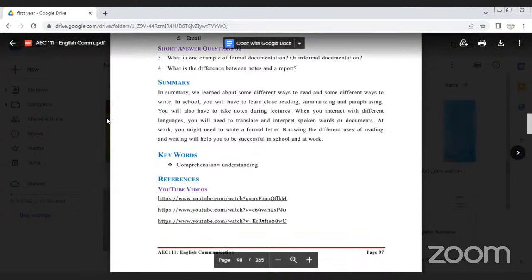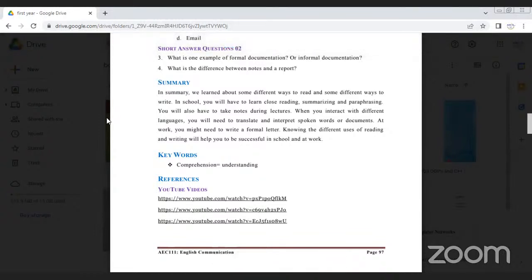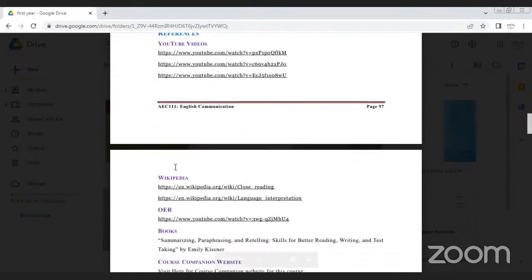When you interact with different languages, you will need to translate and interpret spoken words or documents. At work, you might need to write a formal letter. Knowing the different uses of reading and writing will help you to be successful in school and at work. In this way, we have learned about some different ways to read and some different ways to write.